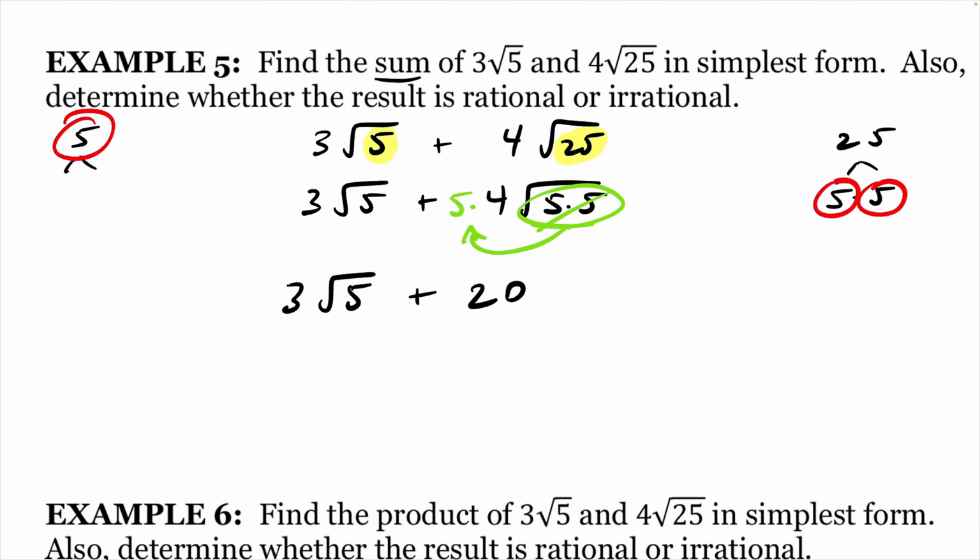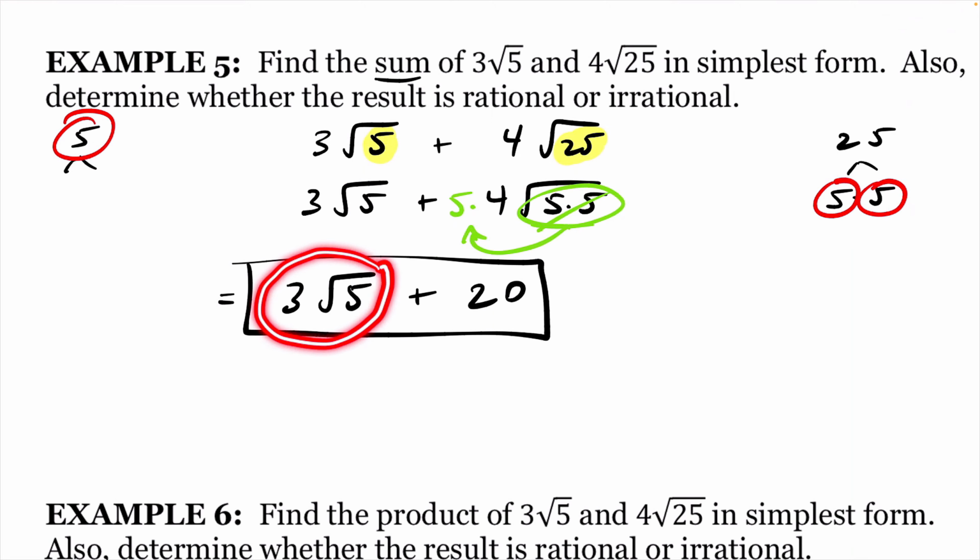Okay? That's our answer. Are these like terms? No. Root 5, this one doesn't have a root 5, so I can't add anything. You're done. That's part 1 of your answer. Part 2 of the answer, is it rational or irrational? 20 is just 20 over 1. We're good there. But this guy here, it's going to be irrational, right?